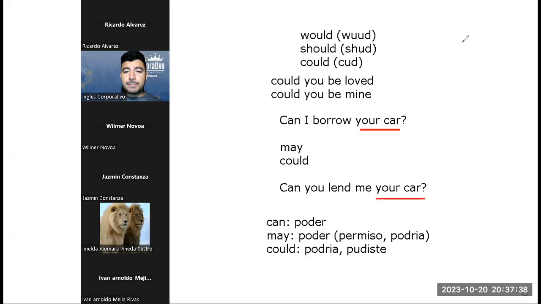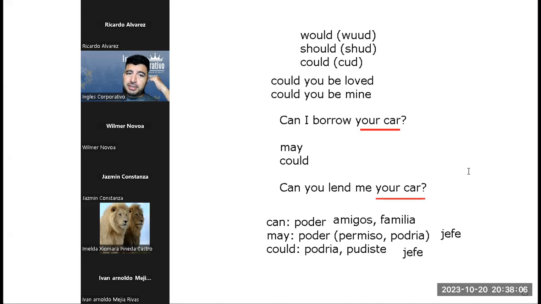Yes, Laura. Entonces, may es como cuando ya no hay confianza, pero se quiere decir de una forma más respetuosa. A tu jefe le vas a decir may, ¿verdad? ¿A quién le vas a decir can? A amigos, familia. Digámoslo así, de esa manera.